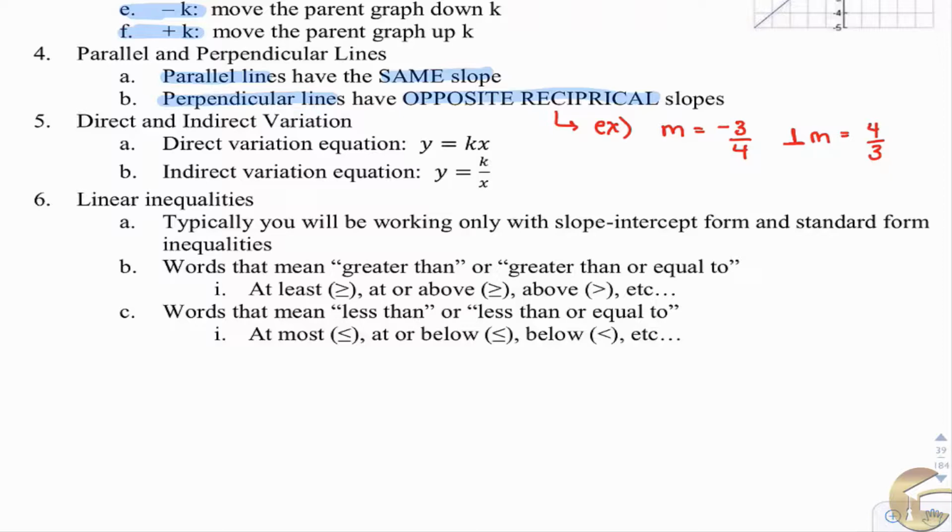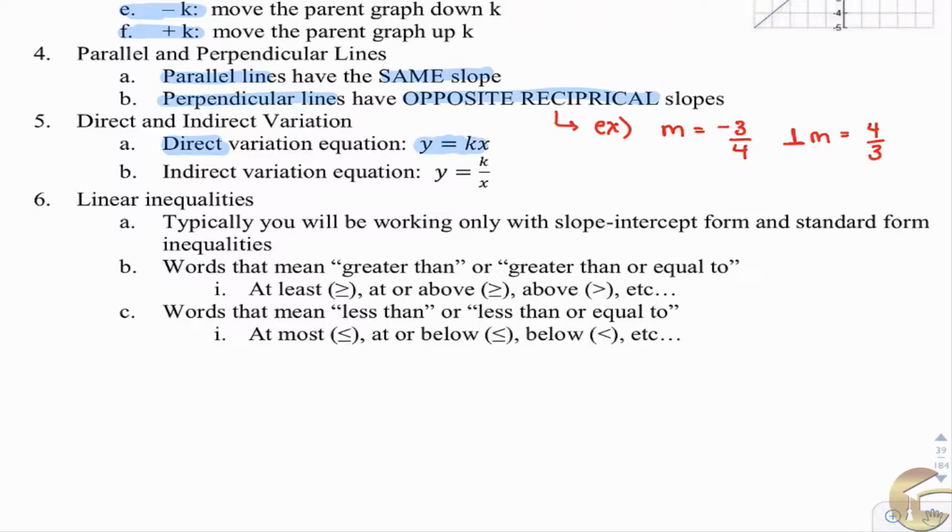Number 5 is direct and indirect variation. Any phrase that says direct, they could say varies directly, or is directly proportional, they will say that phrase. Or just any type of direct variation phrase is y equals k times x.